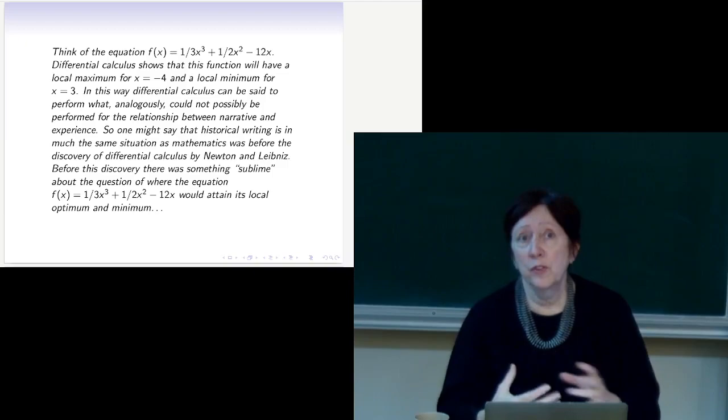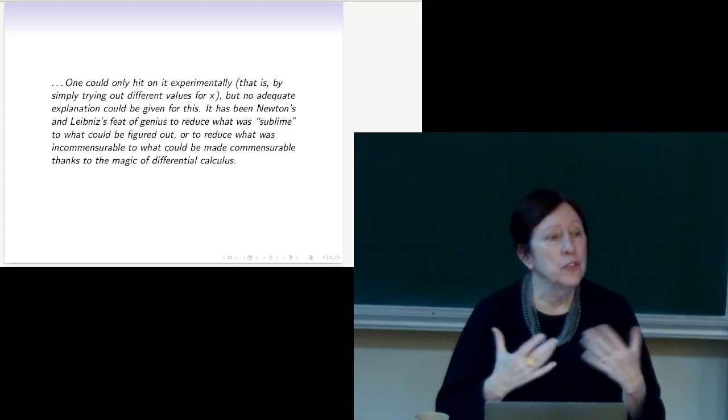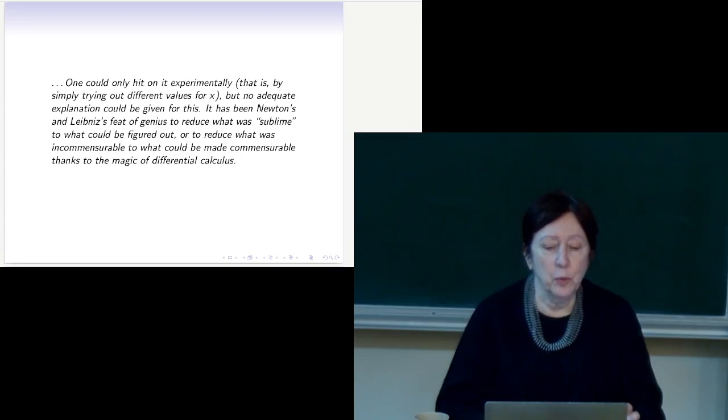He says, think of this equation. It will have a local maximum and a local minimum. Before Newton and Leibniz, there was something sublime about the question of where the equation would obtain its local optimum and minimum. Next slide. You can only try different values, but there was no adequate explanation. It has been Newton and Leibniz's feat of genius to reduce what was sublime to what could be figured out, to reduce what was incommensurable to what could be made commensurable, thanks to the magic of differential calculus.